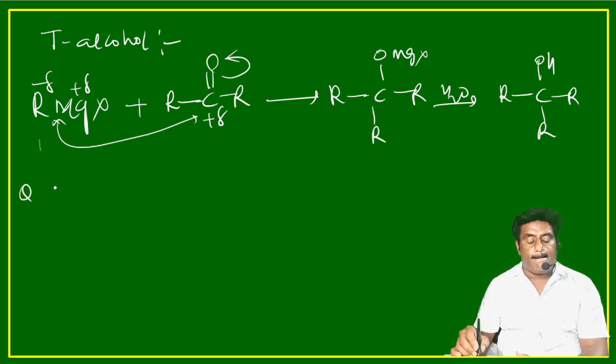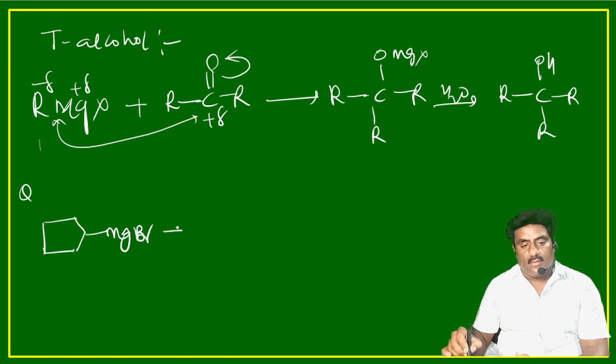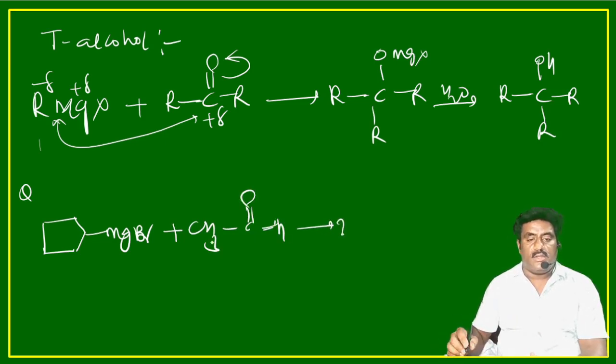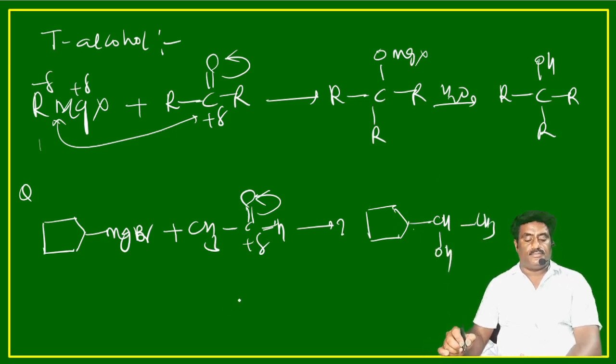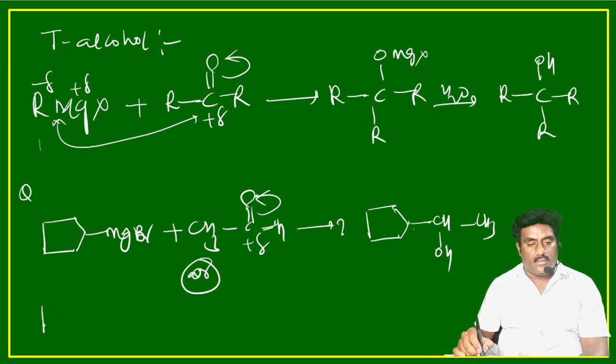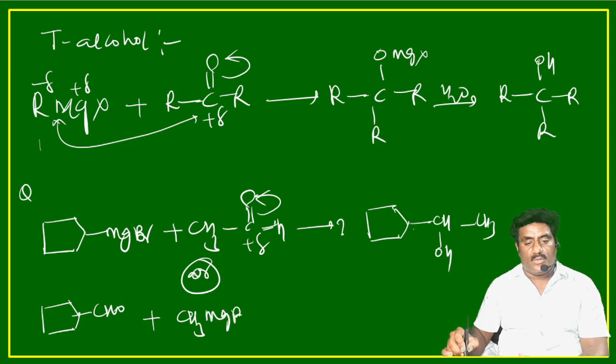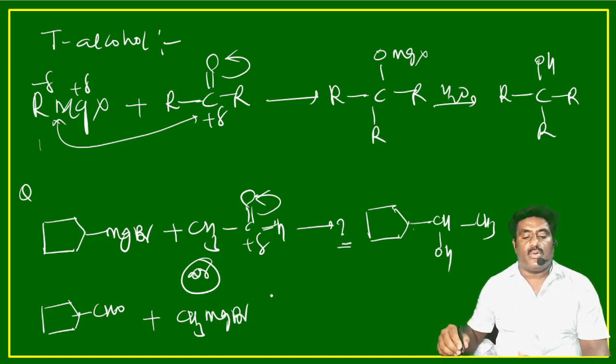Again, I am taking one example. MgBr, with CH3 C double bond H. What is the product? Here the positive charge, pi bond shifted. So here getting what? MgBr means CH3 CH CH3 OH. Yes, or we can use cyclohexane with aldehyde plus methyl magnesium bromide. Both are giving the same product. Yes.